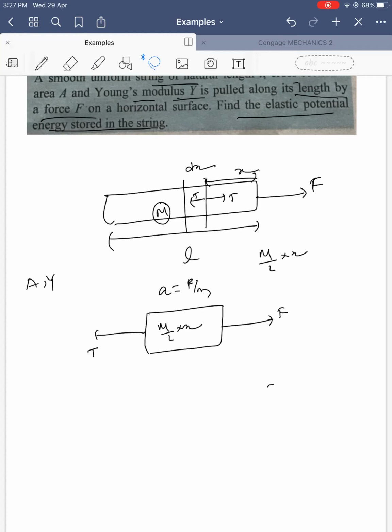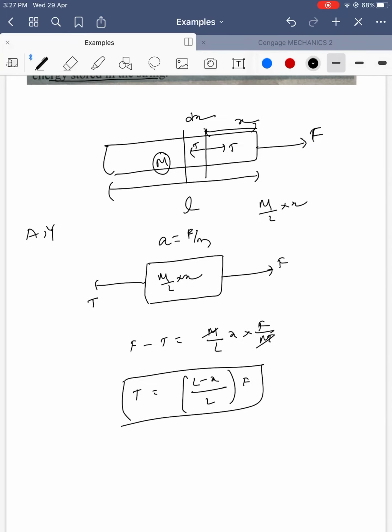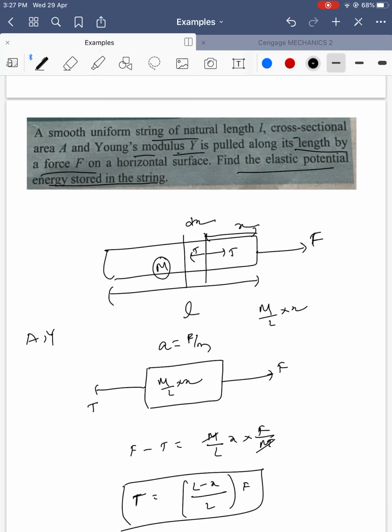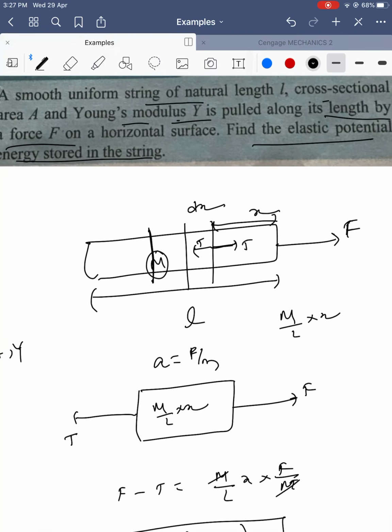To get the tension T, F minus T is equal to M by L into x into F by M. M gets cancelled. The tension T is equal to L minus x by L into F. If you see, the force is not constant across the cross section. If I change the x value, the stress or force value will change.